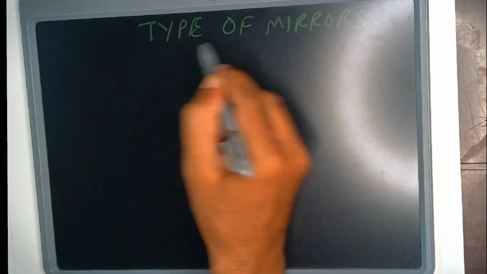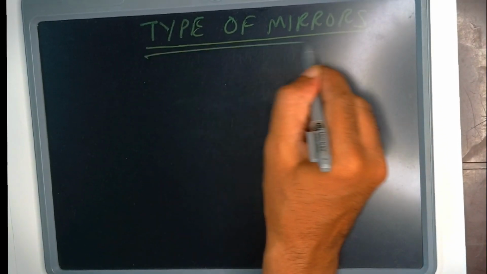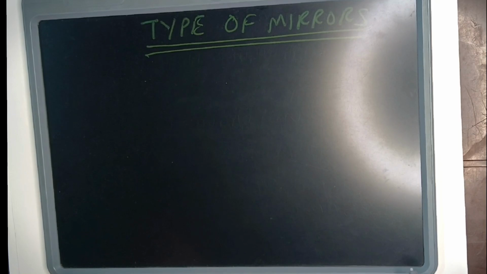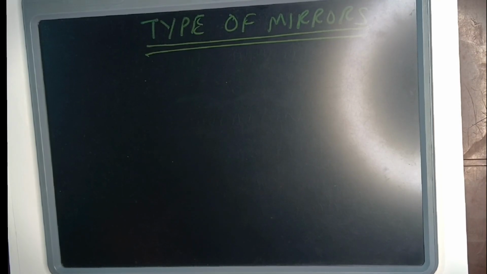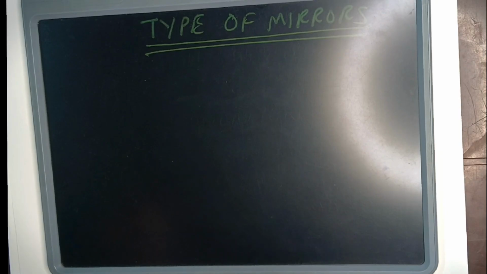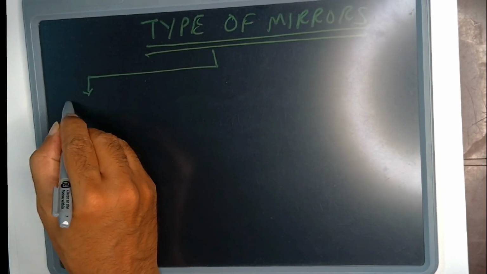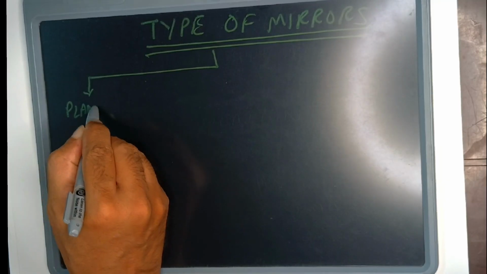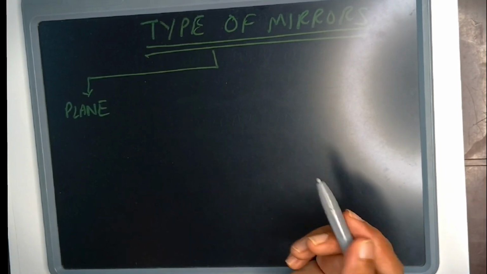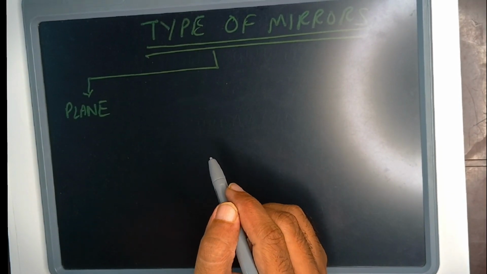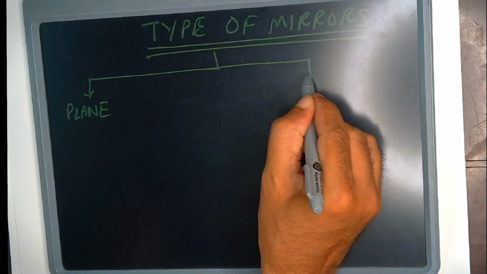How many types of mirrors do you know? From your daily use, how many types of mirrors have you actually observed in the real world? Can you tell? Which mirrors? Plane mirror. Plane mirrors, very good. And which is the other type? Spherical mirror. Spherical mirror, wonderful.